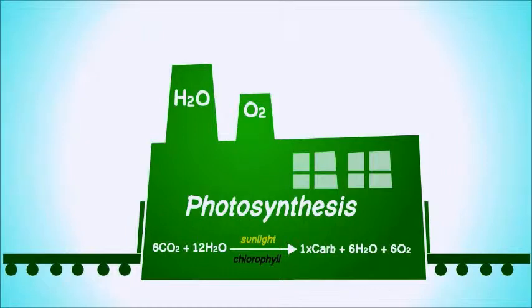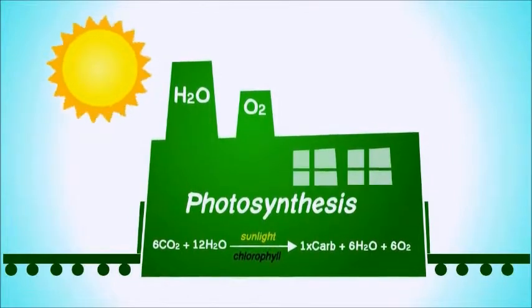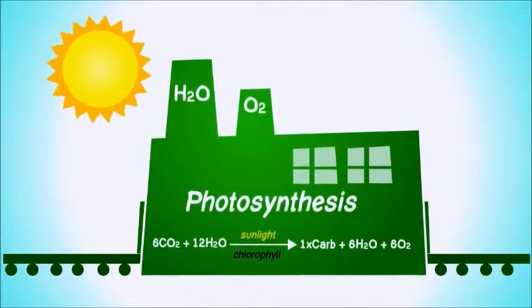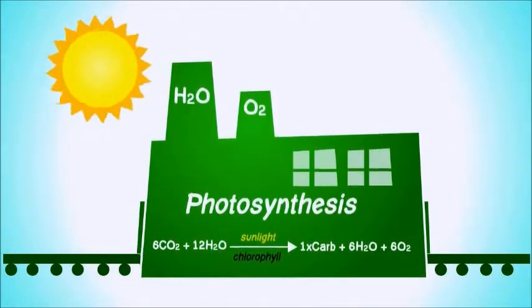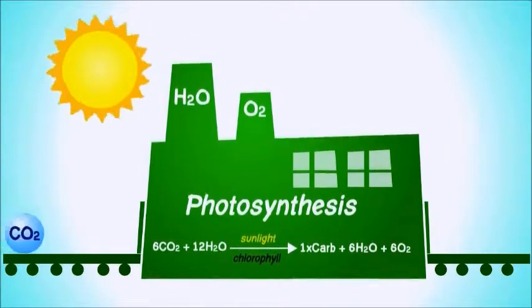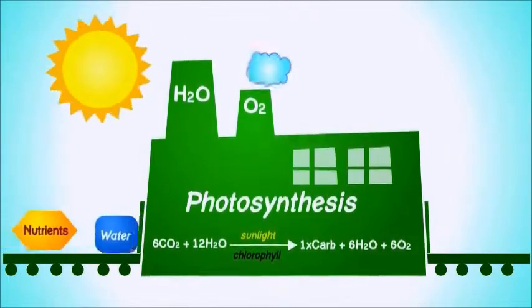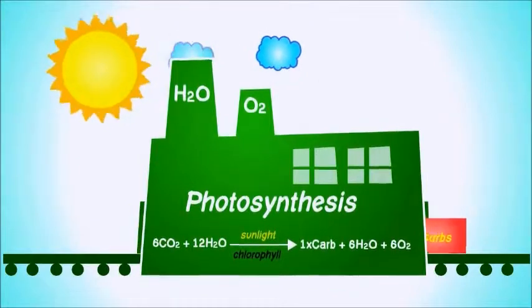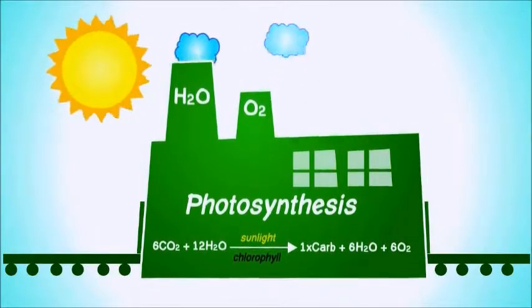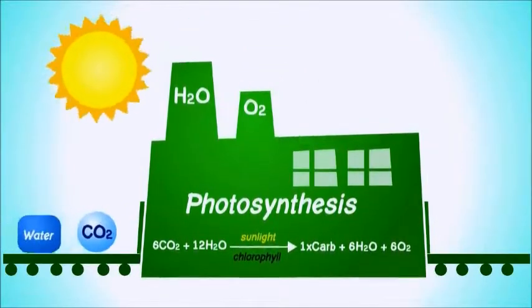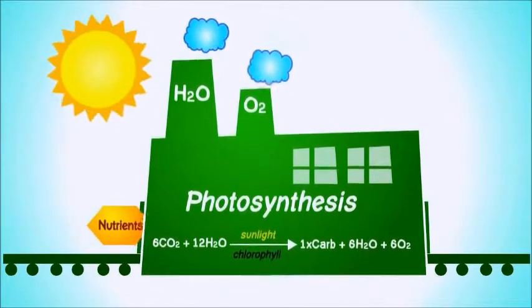The main power source for our factory is the sun, and chlorophyll inside the plant cell acts as a transformer, absorbing sunlight and converting it into a more usable form of energy. Now that the factory is powered up, it takes in the raw materials, water, carbon dioxide, and nutrients, and converts them to carbohydrates. Byproducts of this process, water and oxygen, are given off from the factory back into the atmosphere through the stomata in the leaves.